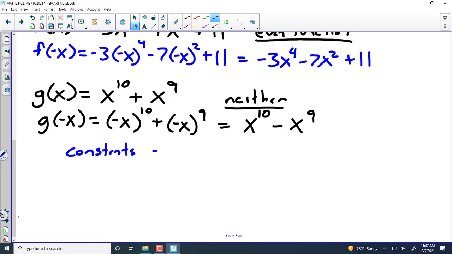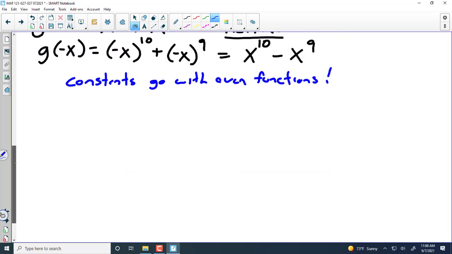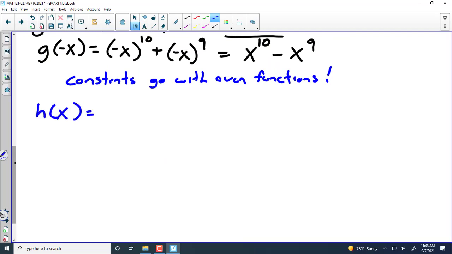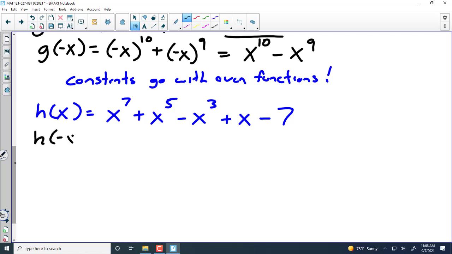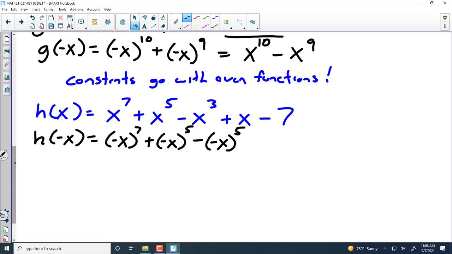Constants go with even functions. What do I mean by that? I mean that some people might look at this function right here and see all those odd powers, x to the 7th, x to the 5th, x to the 3rd, and x. And they might say, I bet this is going to be odd. Because when I put that in there, all those odd powers are all going to have one negative sign left over, and it's going to look like someone multiplied the entire function by -1.